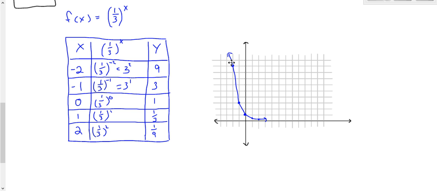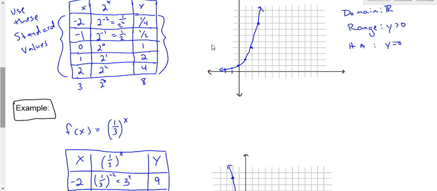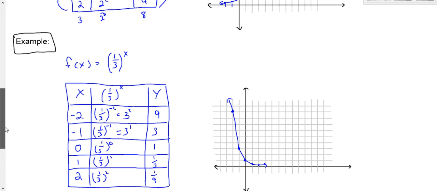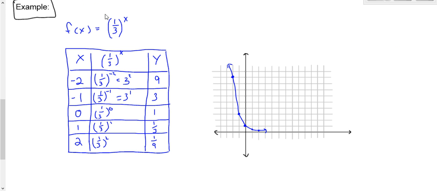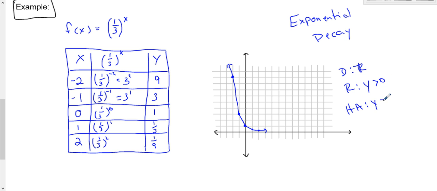And you can see that this is going from left to right, is going down, where the graph above was going up. So the graph going up was exponential growth. The graph that's going down like this is called exponential decay. And my domain is all real numbers. My range is still y is greater than 0. And my horizontal asymptote is still y equals 0.